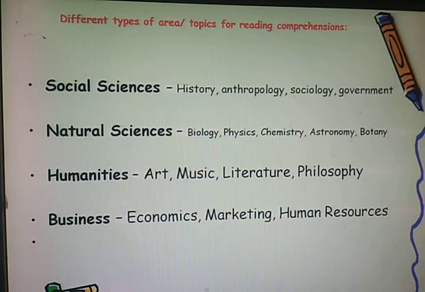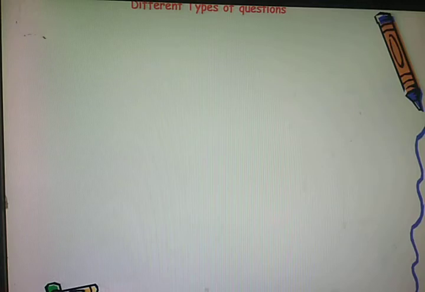Mostly these subjects, these areas, the writers give you the passage. Different types of questions. Yes, the questions also come in different types.